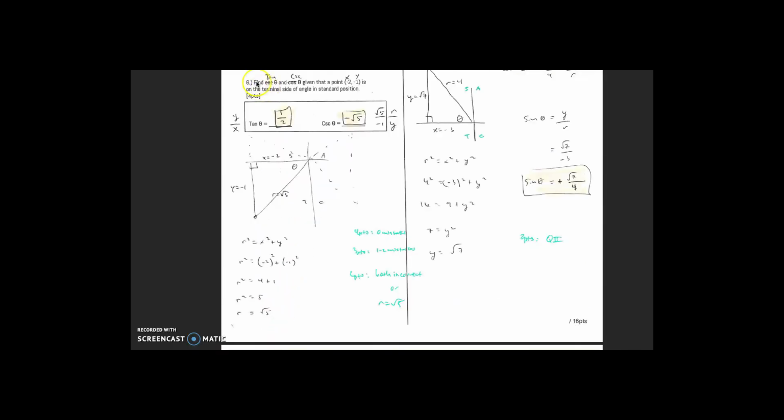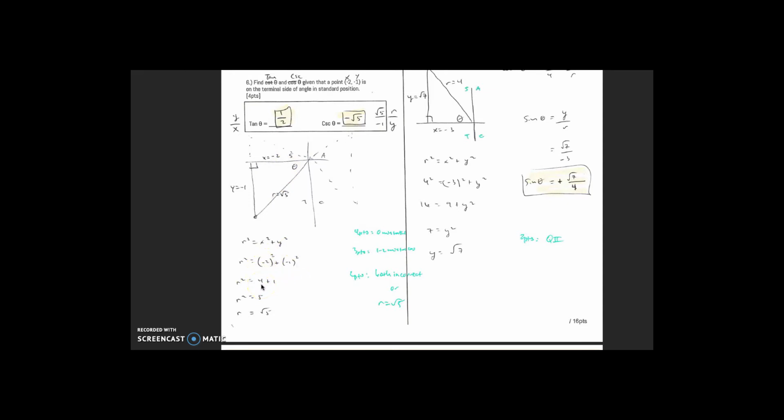Question number 6 asks you to find tangent and cosecant given that a point, negative 2, negative 1, is on the terminal side of the angle in standard position. So here's standard position, and we go counterclockwise until we get to an ordered pair, negative 2, negative 1. So negative 2 would be left 2, down 1. So we're here again in quadrant 3. So if your x value is negative 2, your y value is negative 1, you can use the Pythagorean Theorem, r squared equals x squared plus y squared. X value is negative 2, y value is negative 1, square it.